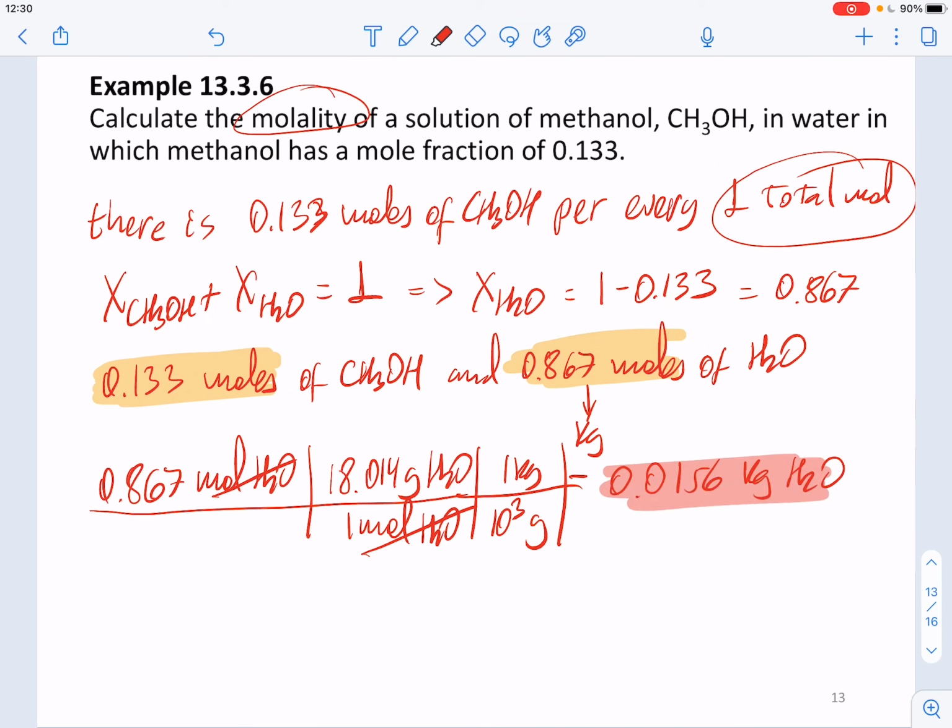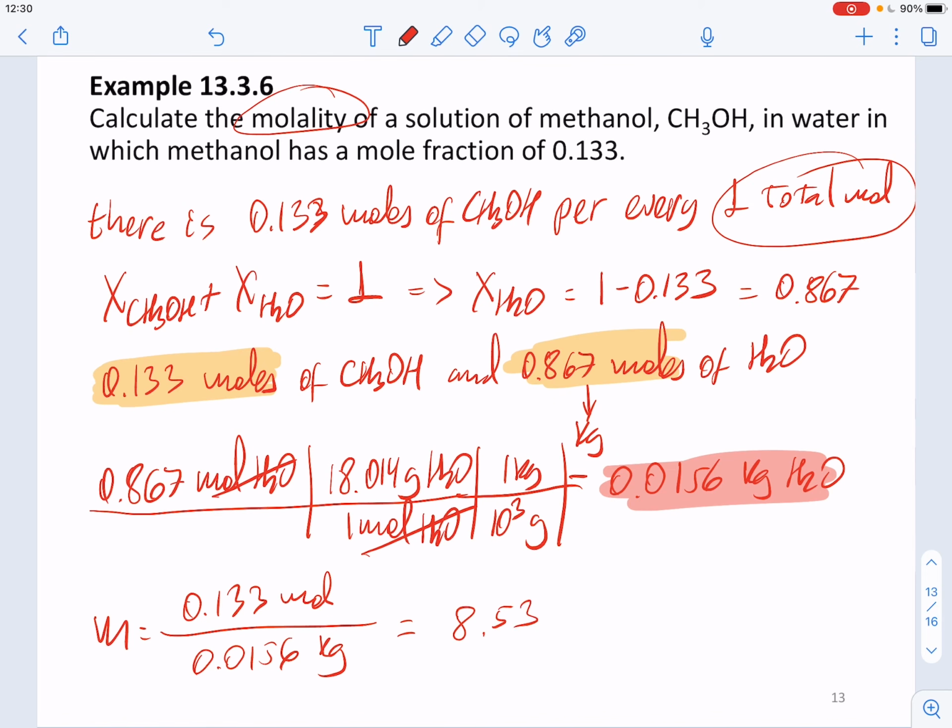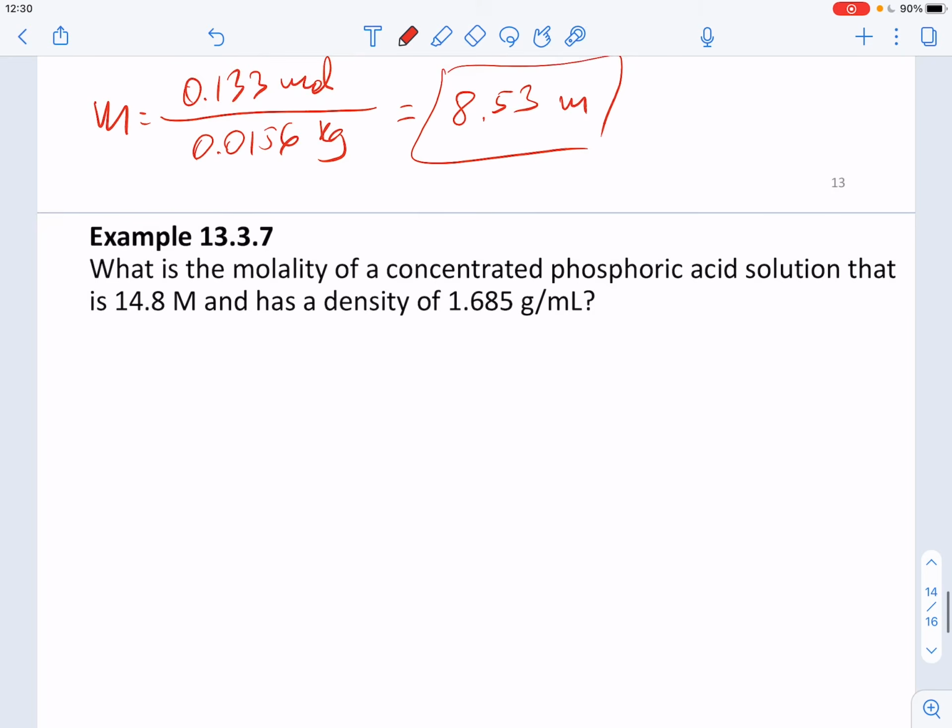So we have our kilograms of solvent, we have our moles of solute, therefore molality is 0.133 moles divided by 0.0156 kilograms, and this is equal to 8.53 molal. Okay, so a solution with a mole fraction of methanol equal to 0.133 is equal to a solution 8.53 molal in methanol.